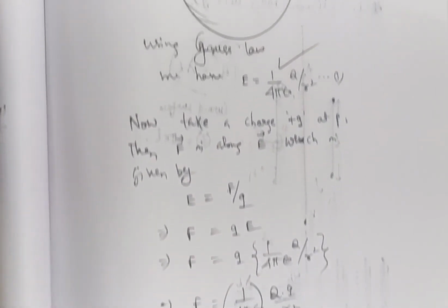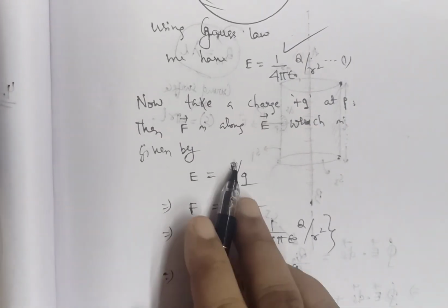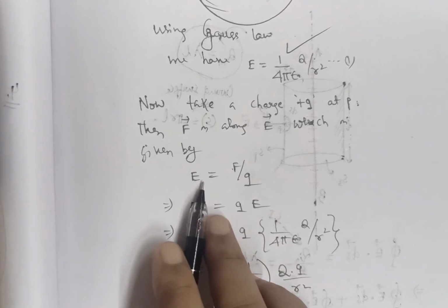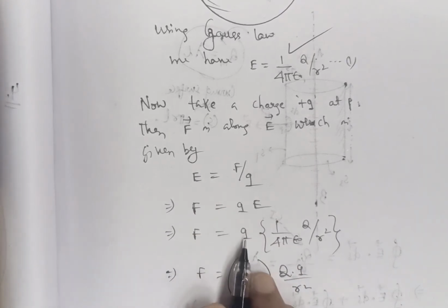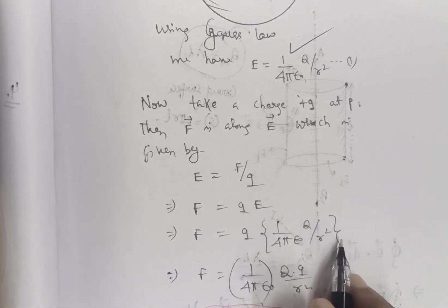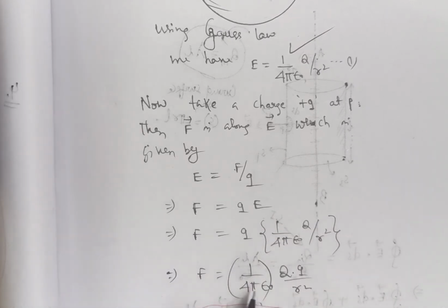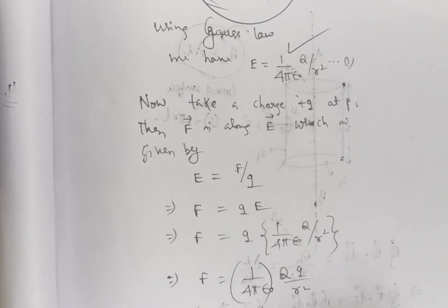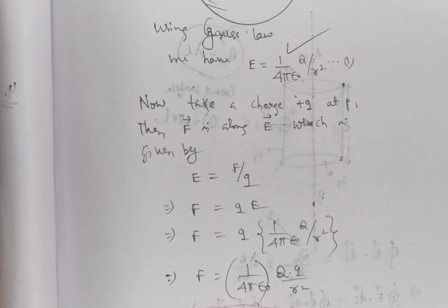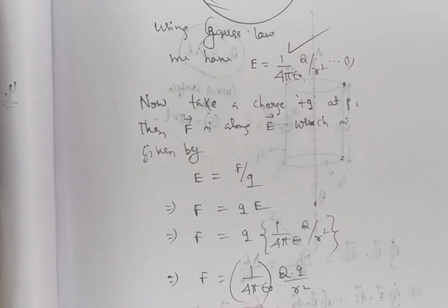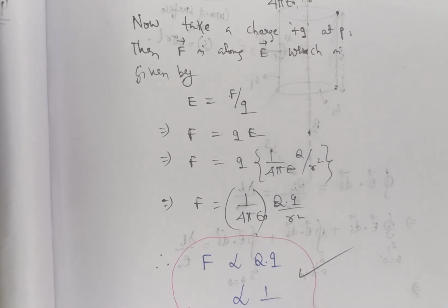What force will act on it? As we know that E is equal to F by q from previous classes, F is equal to qE. This is the definition of intensity. F is equal to q into E. Intensity value is 1 by 4 pi epsilon 0 Q by r square. The constant 1 by 4 pi epsilon 0 is taken outside, Q into small q by r square. Now you see F is proportional to capital Q into small q and proportional to 1 by r square.